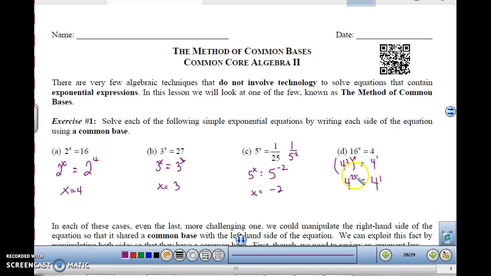So since the bases are equal, the exponents must be equal. 2x is equal to 1. And divide by 2, x is equal to 1/2. So x is equal to 1/2 when we do this. So 16 to the 1/2 is equal to 4. So there we go. So the trick is get the same base. Once you have the same base, set the exponents equal to each other.